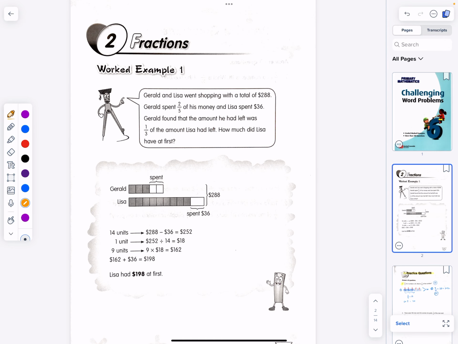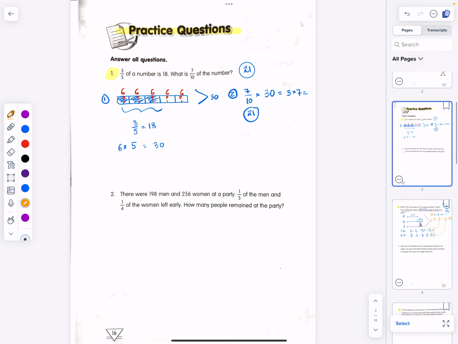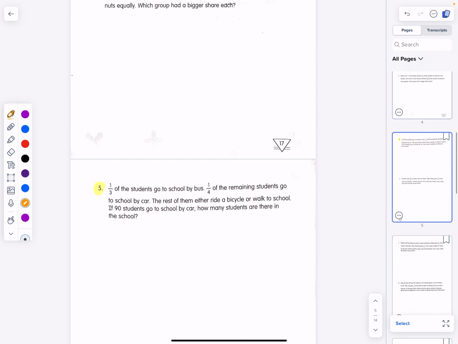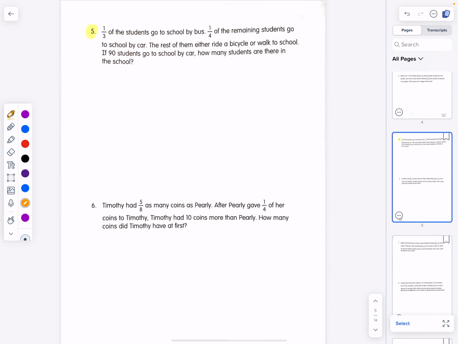We are starting with chapter 2 on fractions. We continue. We already solved problems 1 and 3, and now we're going to solve 5 and 7. Problem number 5 is even more challenging.